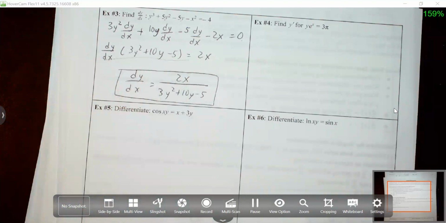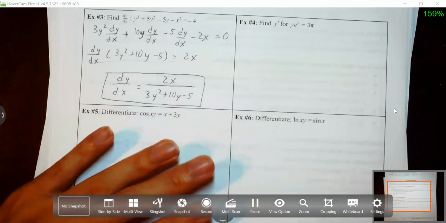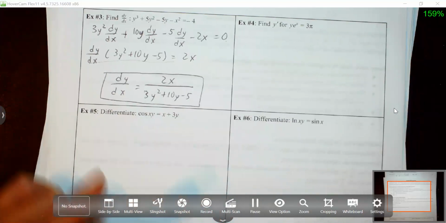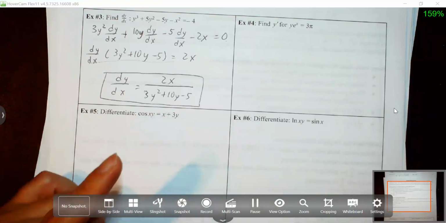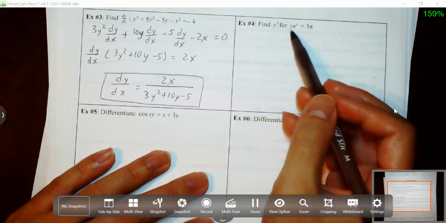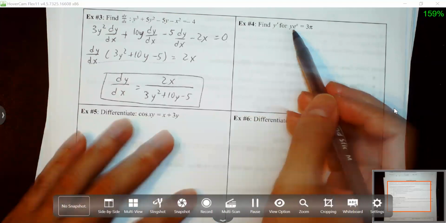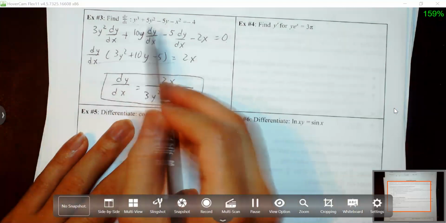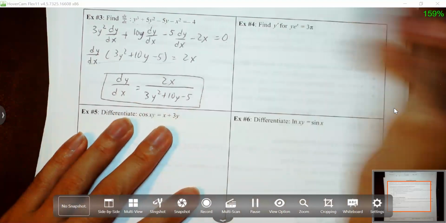Okay, example 4. I actually want to show you that you do not need to do implicit differentiation here. But I want to show you that implicit differentiation and regular differentiation get you the same thing. Why do you not need to do it here? You could easily solve for y here. All the other ones we've done, you can't solve for y. So let's do this implicitly first.